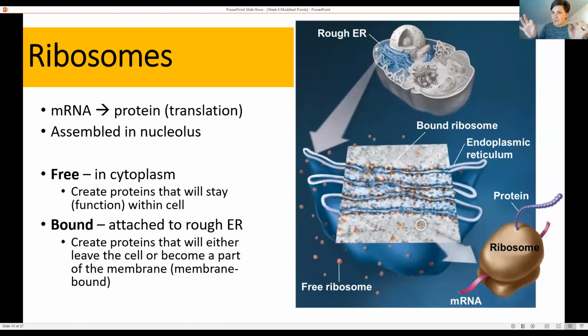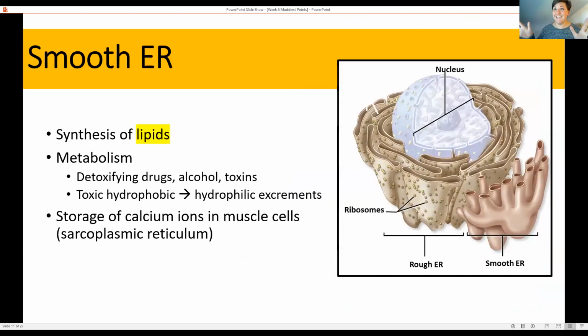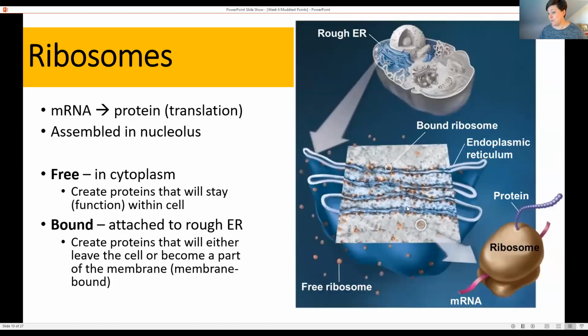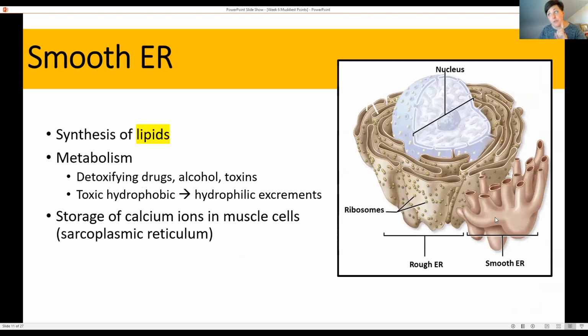So rough is referring to texturally how it looks. I mentioned that because smooth is named for the same reason. Why are they named rough and smooth? Rough is named rough because of those ribosomes making it look rough. The smooth ER is named for the same reason, its texture. So the smooth ER, just like you can see in this picture, looks smooth, but why do we call it smooth? The smooth ER helps in the synthesis, or the creation, of specifically lipids.